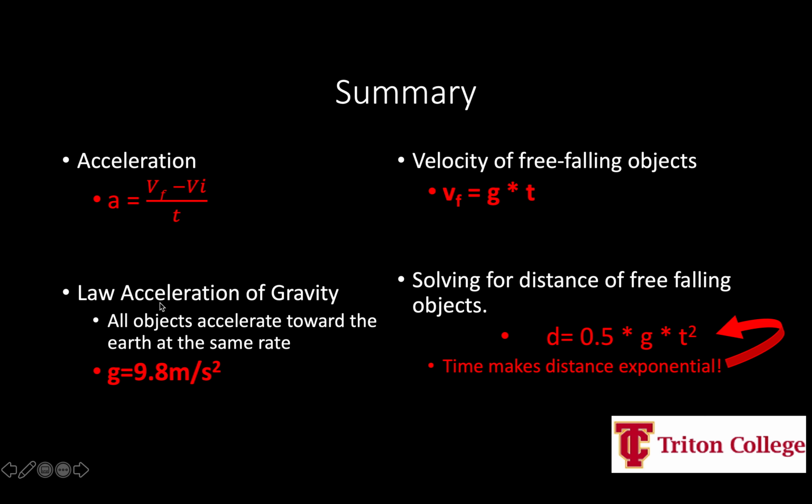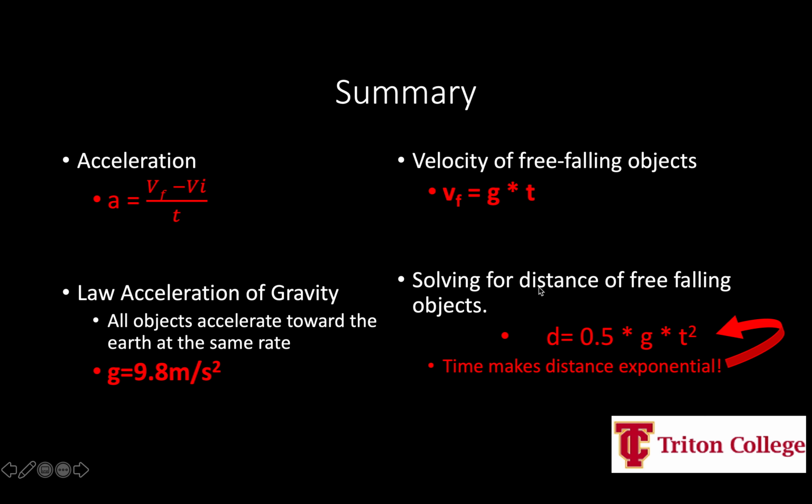We've also learned the law of acceleration of gravity, which states that all objects accelerate towards the earth at the same rate, and that rate is 9.8 meters per second squared. So that's a very important number, a very important concept. And from there, we can know how fast something is traveling at a specific time. If we just know how long it's traveled for, we can tell you what the speed is going to be, because it's going to be 9.8 meters per second multiplied by the time.